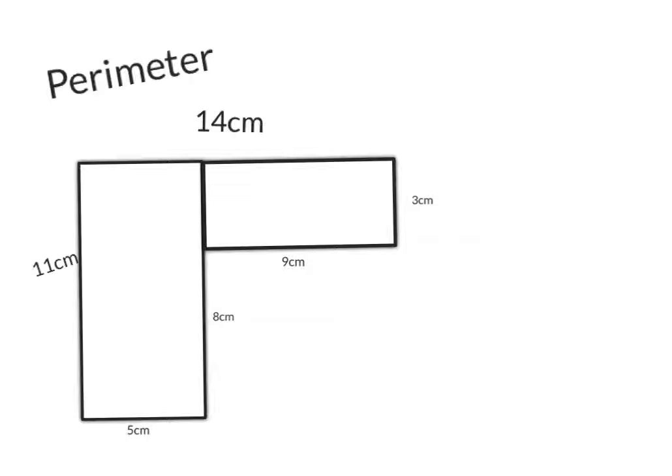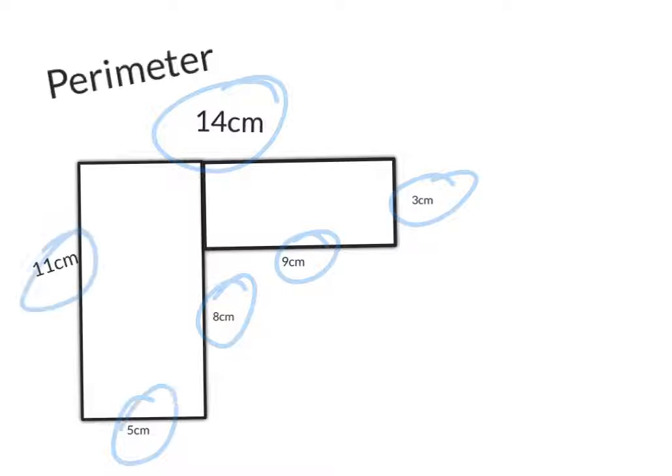Remember, compound shapes are two shapes stuck together. So I've got a rectangle here and a rectangle here. To find the perimeter of a shape, you need to add up all of its sides. So here I've got 1, 2, 3, 4, 5, 6 sides that I need to add up.